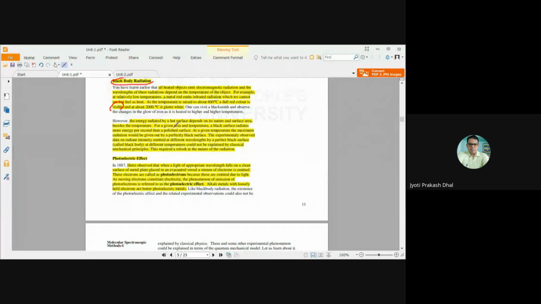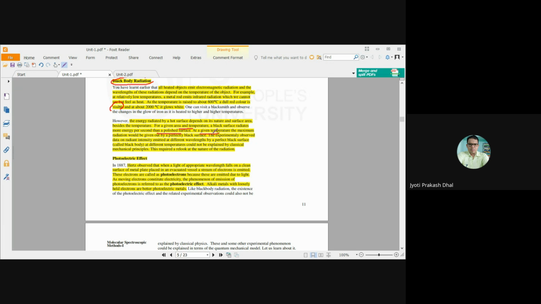However, the energy radiated by a hot surface depends on its nature and surface area. Besides the temperature, another two factors are also there that depend upon the nature and surface area also. For a given area and temperature, a black surface radiates more energy per second than the polished surface.